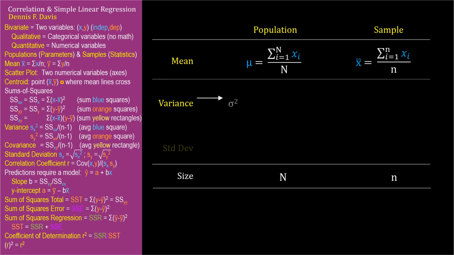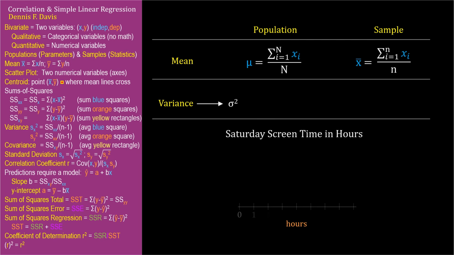Next is the population variance, whose symbol is the lowercase Greek letter sigma squared. Sigma looks like a small letter O with a rightward stem on top. The idea behind the variance is simple. I'll illustrate it down here. For simplicity, let's consider a very small population: a family's 3 children, and the variable we're interested in is their Saturday screen time in hours.